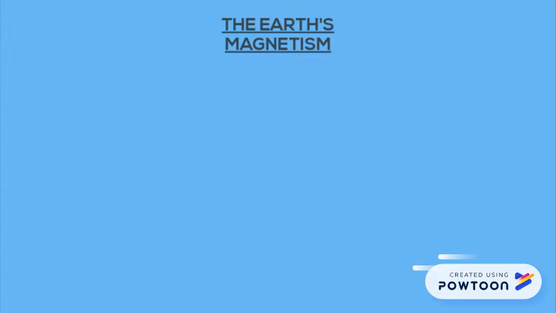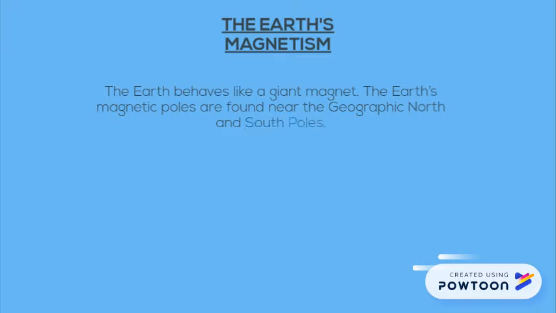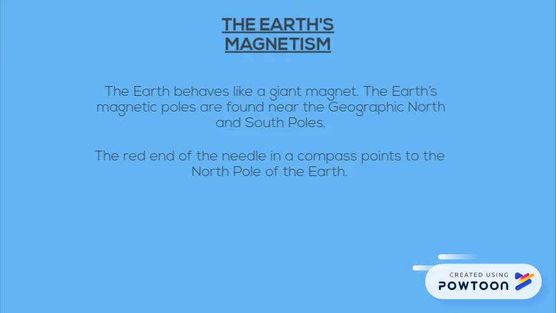The Earth's magnetism. The Earth behaves like a giant magnet. The Earth's magnetic poles are found near the geographic north and south poles. The red end of a needle in a compass points to the north pole of the Earth.